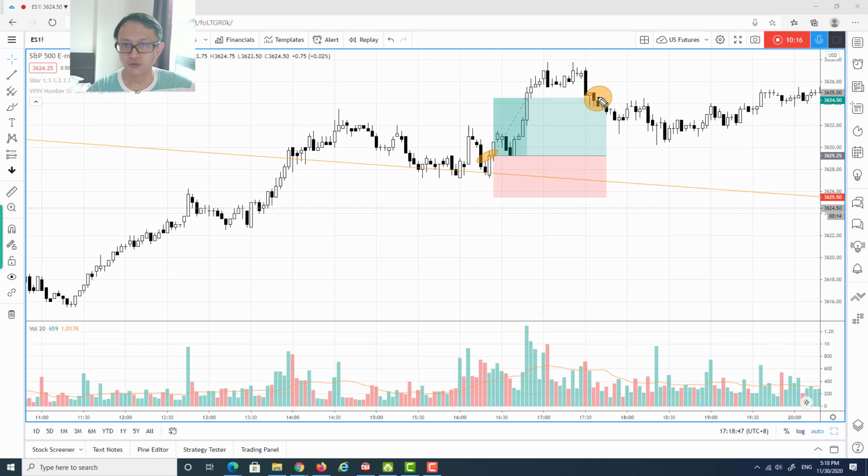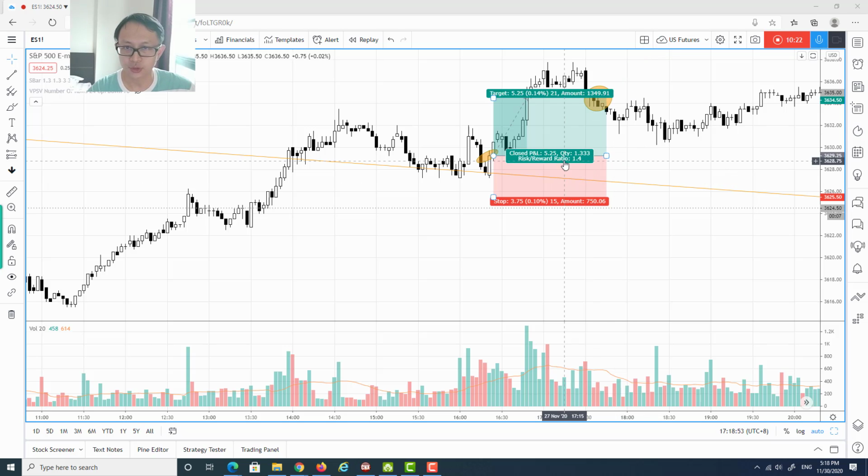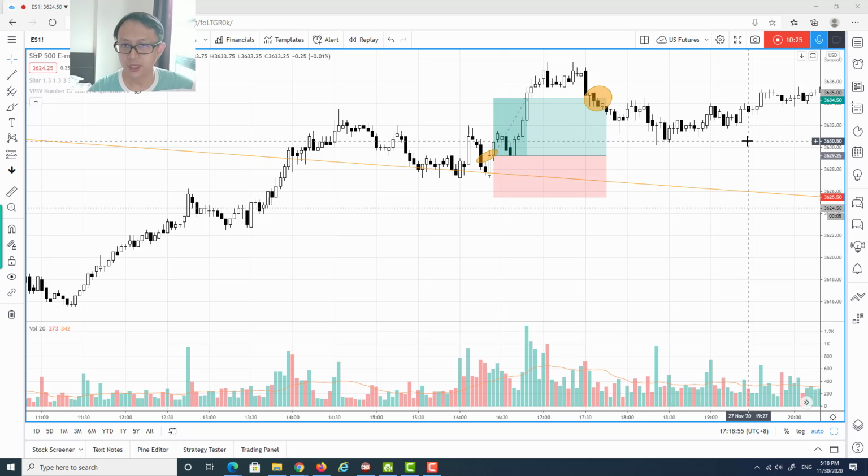Okay, so overall this is a profitable trade and got stopped out with, probably, let me just see, around a reward to risk ratio of 1.4, so not too bad.